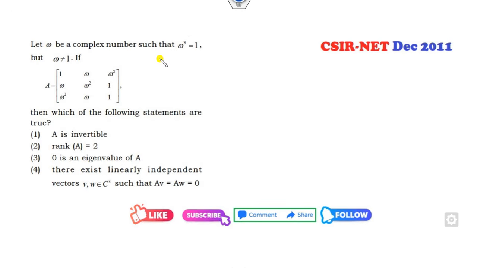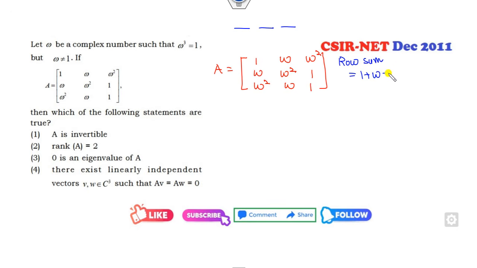If omega is the complex root of unity such that omega cube is 1, but omega is not 1, then A is given to be 1, omega, omega square, omega, omega square, omega, this 1 and 1. Then A is invertible, rank of A is 2 and so on. Now clearly, A has 3 eigenvalues. What is the row sum? Row sum is 1 plus omega plus omega square, which is 0. That means one eigenvalue must be 0.